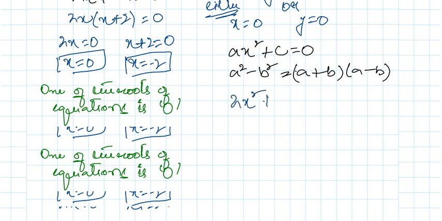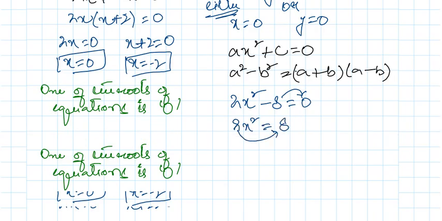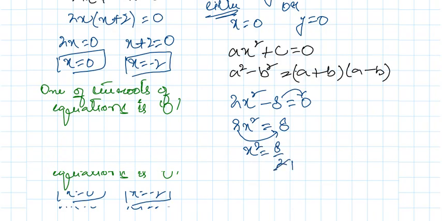2x square plus, let's say, minus 8 equals 0. I'm taking a simple example. Now I can shift 8 to that side, that's one option, or it's better to use the square root thing. So 2x square equals 8. Now 2 will divide on this side, so x square is equal to 8 divided by 2. So 2 1s are 2, 2 4s are 8. So x square equals 4.